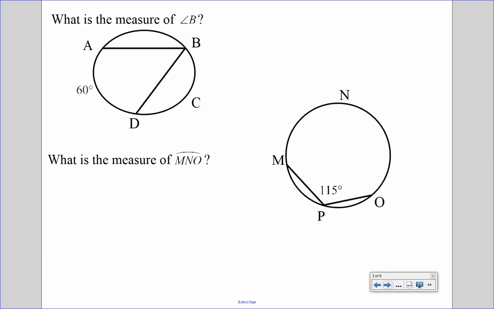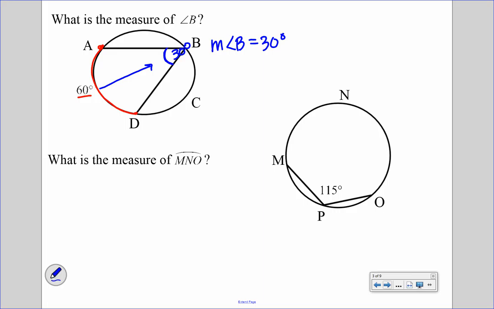So let's look at this first one. What is the measure of angle B? So we're looking for angle B right here. And I know that the arc from here to here is 60. If I have an arc of 60, if I'm finding that angle, I divide by 2 and I get 30 degrees. So the measure of angle B is 30 degrees. So if we go from arc to angle, we divide.